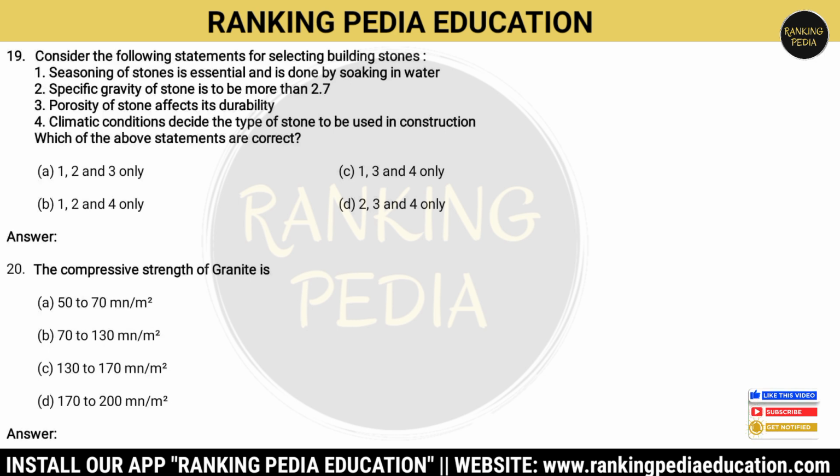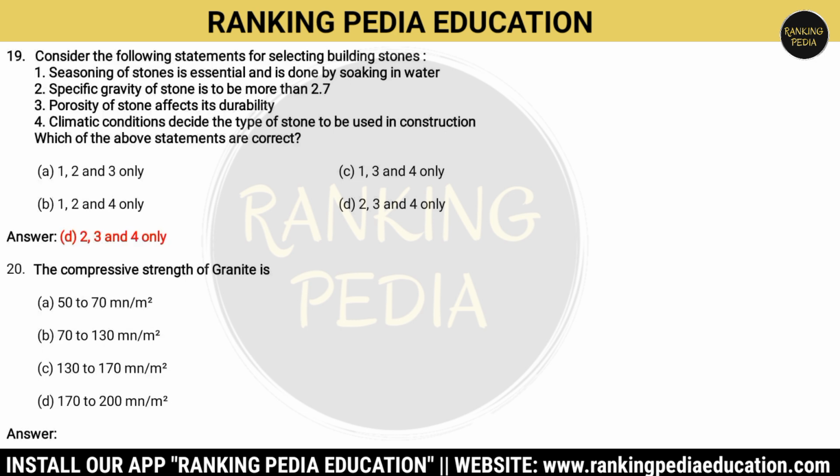You have to answer. So specific gravity of stone is to be more than 2.7. This is correct. Porosity of stone affects its durability. It is also correct. Climatic condition decides the type of stone to be used in construction. It is also correct. So 2, 3, 4 is correct. So option number D includes 2, 3 and 4 only. So that means option number D is correct.